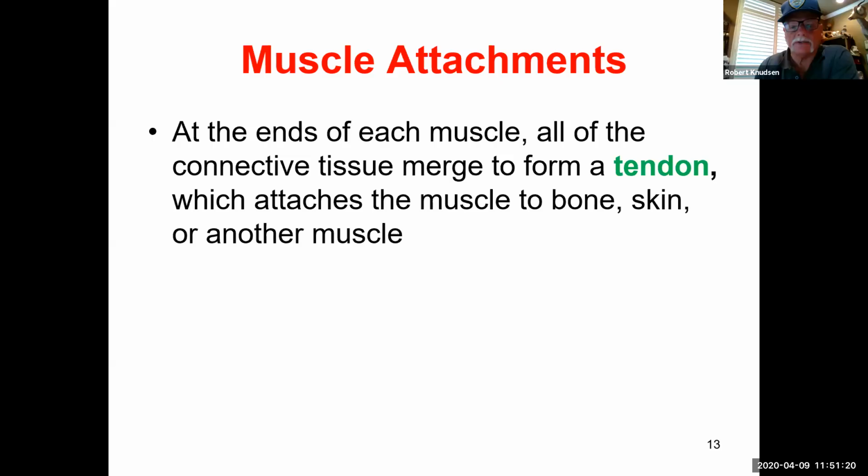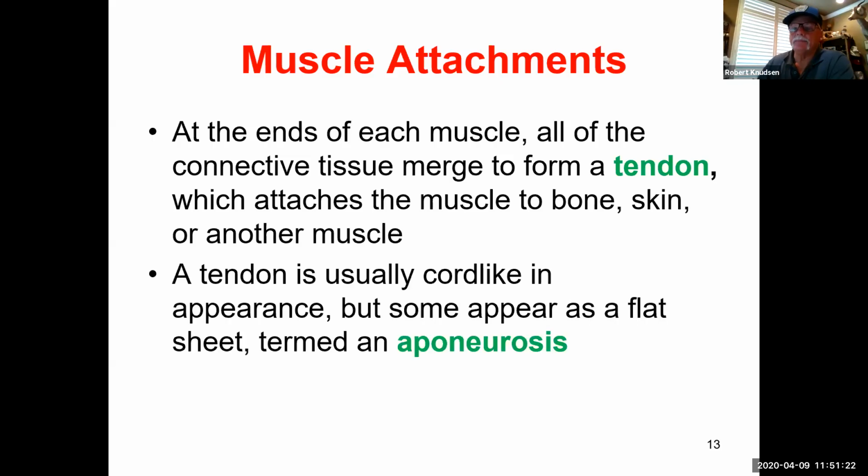That's not good. Okay, if we take a tendon, let's say a tendon's like my finger, it's round, okay? And we take and flatten it out like my hand. It's not called a tendon anymore. It's called an aponeurosis, okay? So an aponeurosis is a flat tendon. I'm going to put that on your exam.